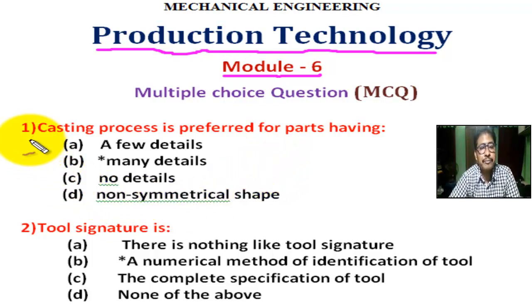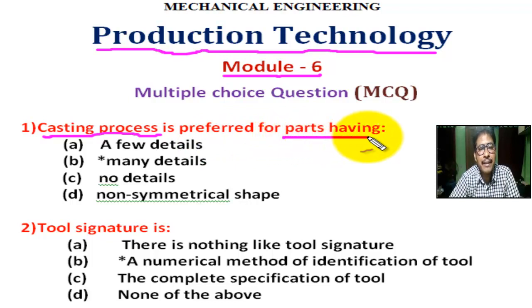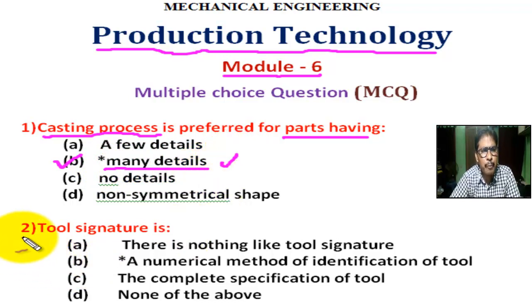Question number 1. Casting process is preferred for parts having. There are 4 options. Correct answer is B. Casting process is preferred for parts having many details. Okay.